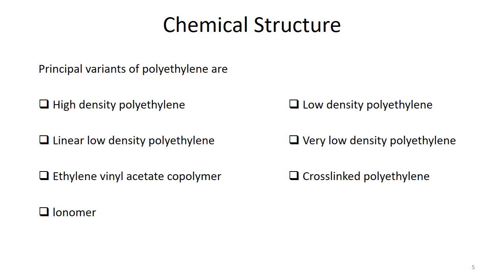When we talk about the chemical structure of polyethylene, there are seven principal variants, which are listed here. They are high density polyethylene, low density polyethylene, linear low density polyethylene, and very low density polyethylene. Then there is a copolymer of polyethylene, ethylene vinyl acetate copolymer, also known as ethylene vinyl ester polymer, then cross-linked polyethylene, and ionomer.